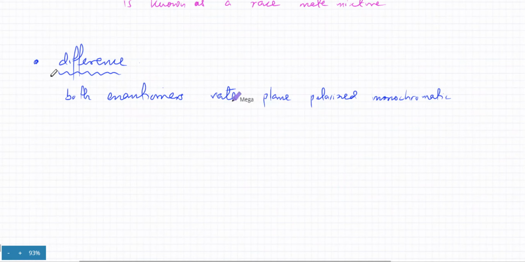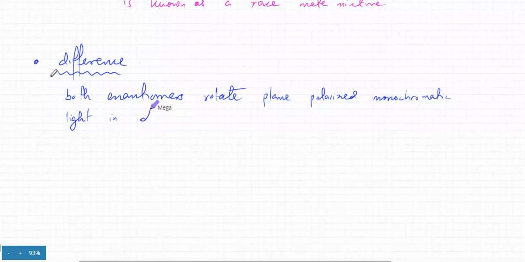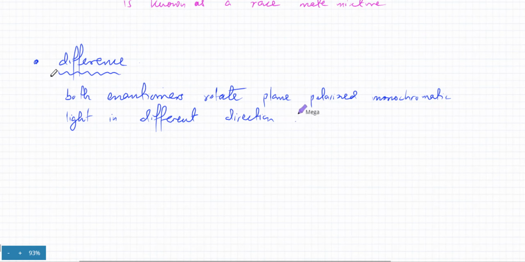And this was rotate. So they rotate plane polarized monochromatic light in different directions. So basically you can identify them by just shining a light on them, and you can look at the polarization of the light, which is a physics concept. One would rotate it clockwise, the other one would rotate it anti-clockwise.